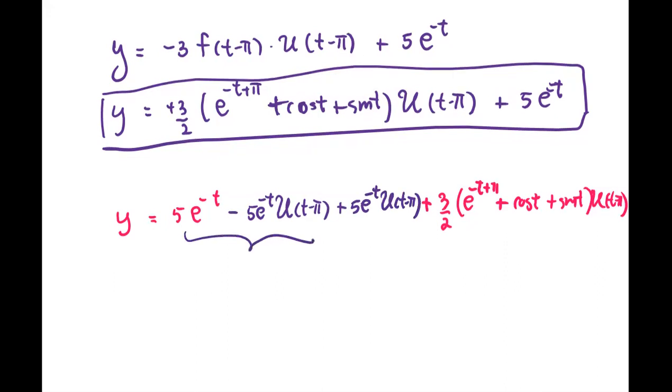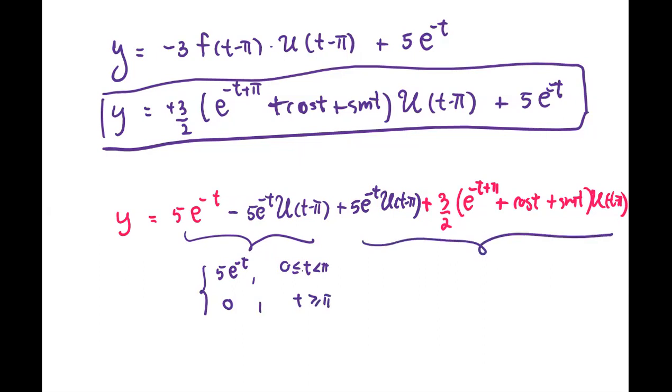So the first two pieces will give the piecewise defined function as 5e to the negative t, and the second function will be defined as 0 for t greater than or equal to 0 and less than pi, and defined to be 0 for t greater than or equal to pi. And then the last two pieces will give us the piecewise defined function, the first one defined to be 0 and the second one defined to be 5e to the negative t plus 3 over 2 times e to the negative t plus pi plus cosine t plus sine t, and t is defined the same way as the first piecewise function.